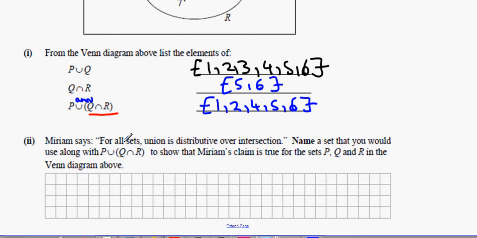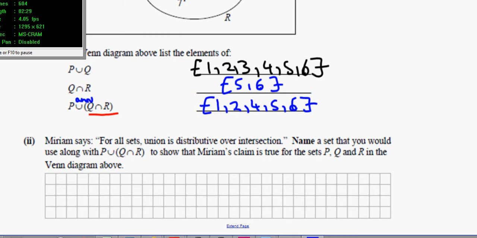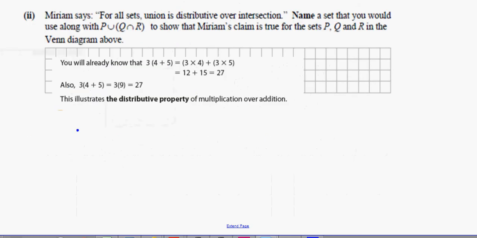Miriam says, for all sets, union is distributive over intersection. Name a set that you would use along with P union Q intersection R to show that Miriam's claim is true for all sets P, Q, and R in the Venn diagram above.